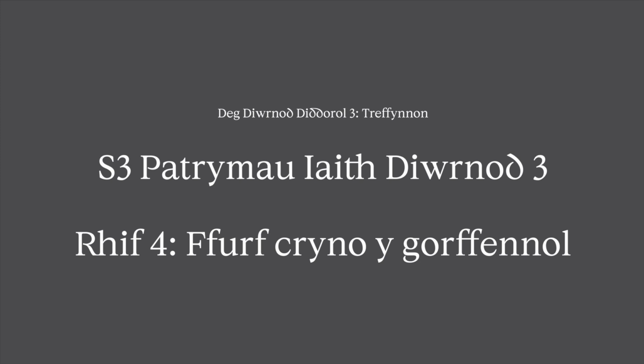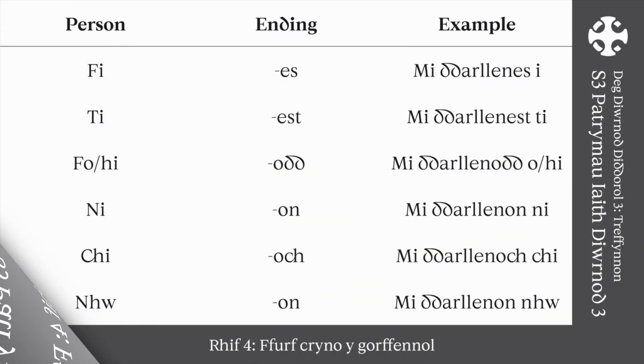Rhif 4. Ffurf cryno y gorffennol. Short form past tense. The same stems of verbs are used in short form patterns. Drop the final vowel. Eds and eggs will roll. And then the following ending is added for the different people in the past tense.